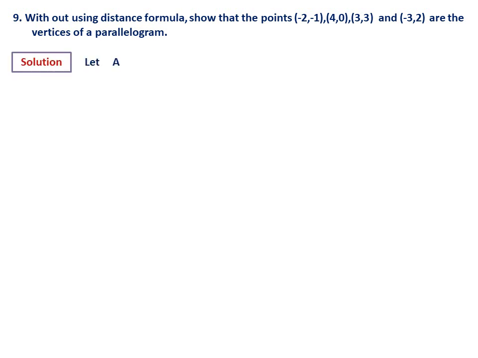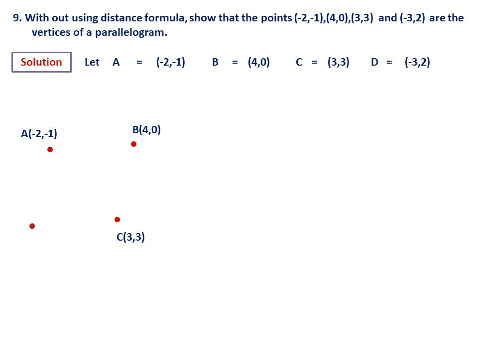Now, first let us write the points. A equal to minus 2, minus 1. This is one point. So let us mark it, that is minus 2, minus 1. B is 4, 0. Coordinate axis is not necessary. So this is B, 4, 0. Then the next one is C, 3, 3. So C is 3, 3. I have not used the coordinate system. Please note, I have just taken in order. That's all. So D is minus 3, 2.